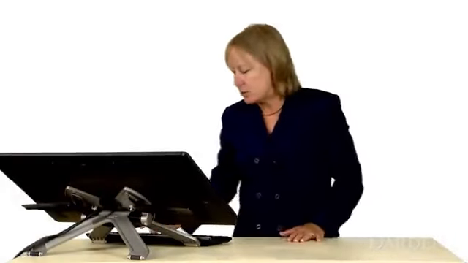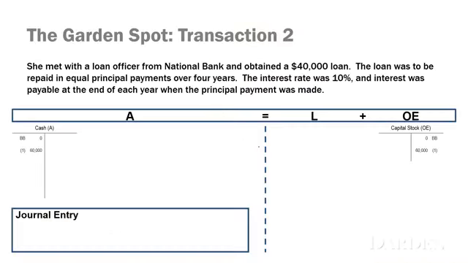Let's move to transaction 2. Transaction 2, Mary Jo met with the loan officer from the bank and took out a $40,000 loan. The loan was to be repaid in equal principal payments over 4 years, so that would be $10,000 per year.